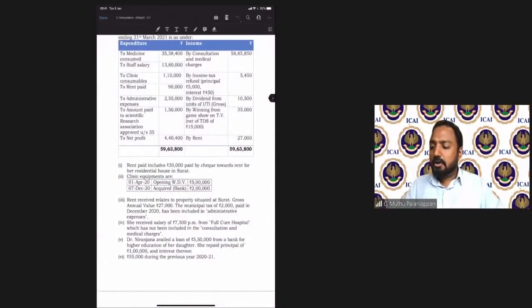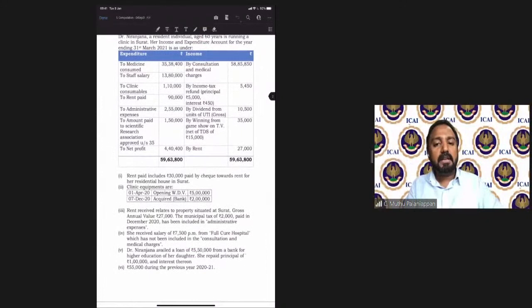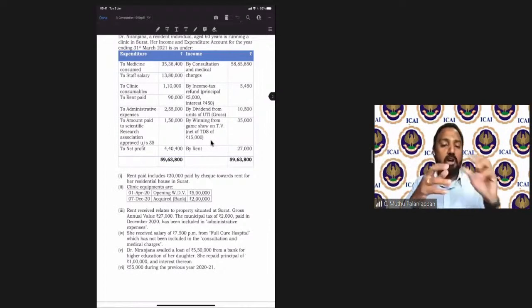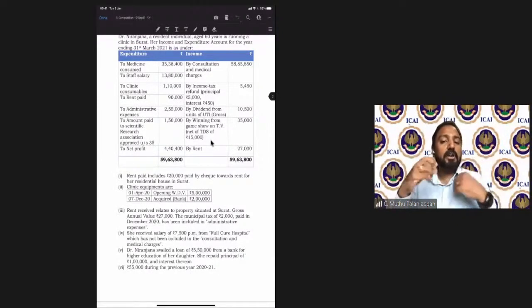In this case, various incomes have been listed here: interest on income tax, and you also have dividend income. Dividend income is also your income from other sources. Then, winnings from a game show on TV: if you see the words in brackets, it is net of TDS of 15,000. So what needs to be given importance? You would have already studied the TDS chapter. In your TDS chapter, you would have studied the independent tax rates for each of the sections. For crossword, lottery, puzzles and other such winnings, the TDS rate itself is 30%. So 30% TDS is deducted, which means after deduction, you are getting 35,000. When you say net of TDS, it is after deduction. When you see the word gross, it is before deduction.